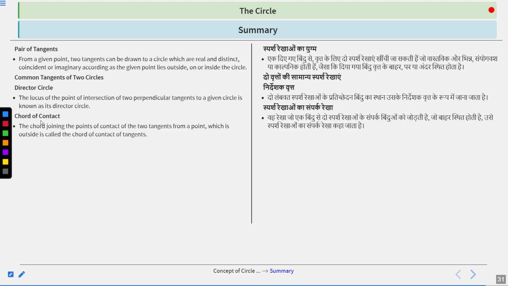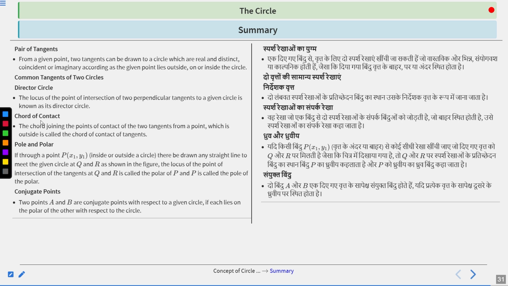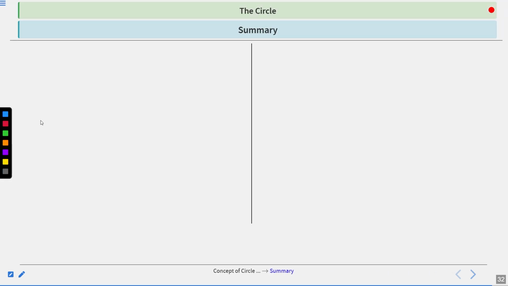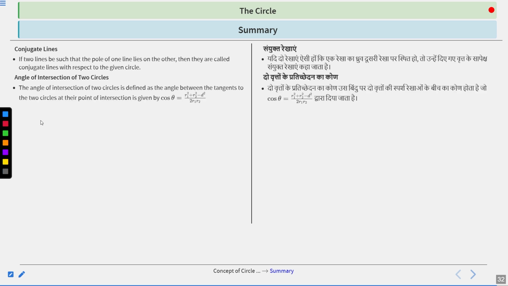After that, we have seen the chord of contact. The chord joining the points of contact of two tangents from a point which is outside is called the chord of contact of tangents, right? After that, we have seen the pole and polar. Clear? We have seen conjugate points, in which two points A and B are conjugate points with respect to a given circle if each lies on the polar of the other with respect to the circle, right? After that, we have seen the conjugate lines, in which if two lines are such that the pole of one line lies on the other, then they are called conjugate lines with respect to the given circle. Clear? We have seen the angle of intersection of two circles.